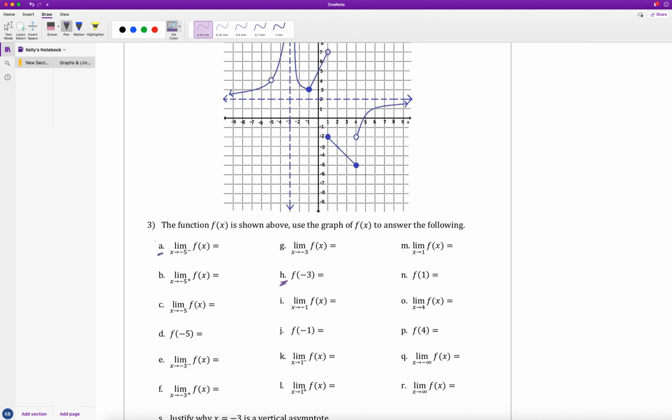Okay, let's go ahead and check A through H. In part A, we have the limit as x approaches negative 5 from the left.